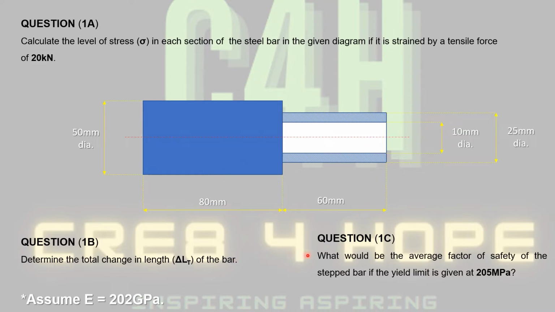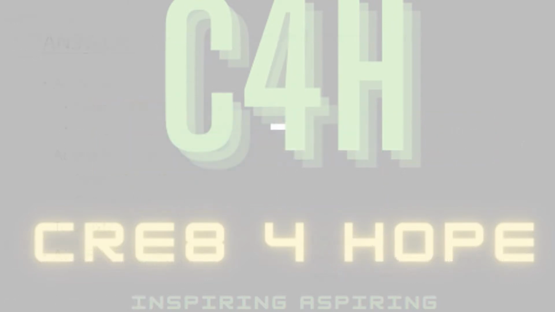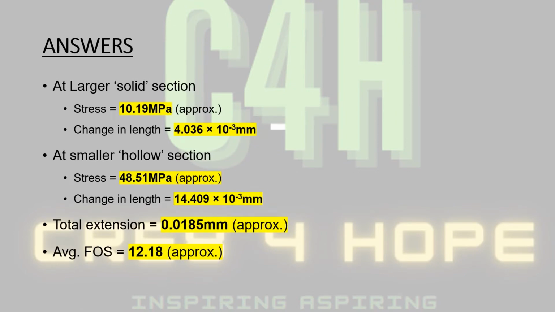So the total extension experienced by the bar, the step bar there. And we're also being tasked in question C to work out the average factor of safety of the step bar if the yield limit is given at 205 MPa. Alright, so how do we go about solving this problem? If you want to have a go based on what you know, feel free to do so. These are the answers that we are expected to achieve after working through this problem.